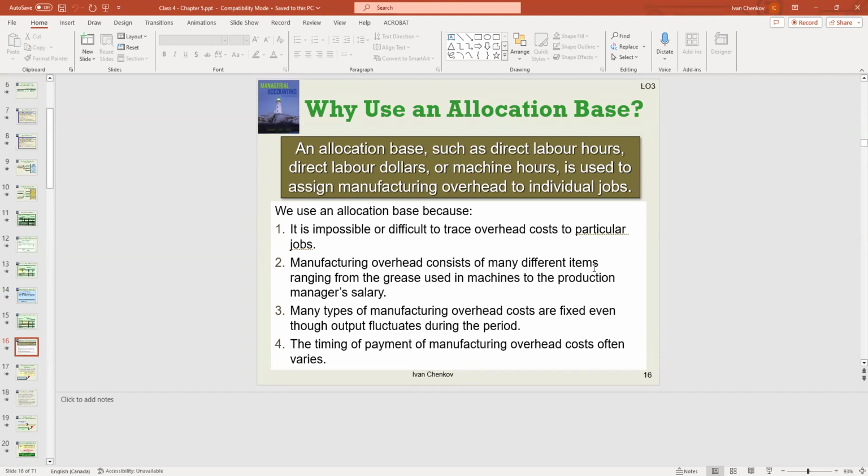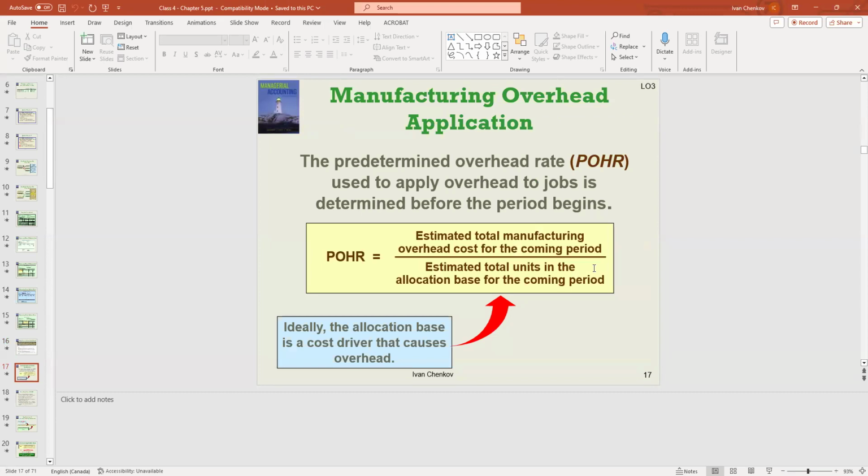Many types of the manufacturing overhead costs are fixed. And the timing of the payment of those manufacturing overhead costs is different. Sometimes at the beginning of the period, sometimes in the middle of the period, sometimes at the end of the period. So in order for us to get the cost, it will be very hard to stop our production, get the cost, and then keep going. For that reason, we're going to calculate this predetermined manufacturing overhead rate.